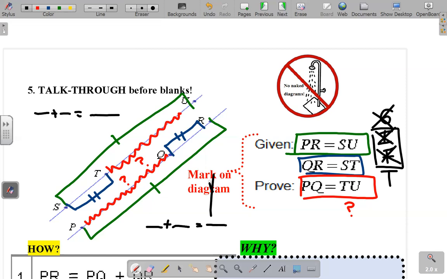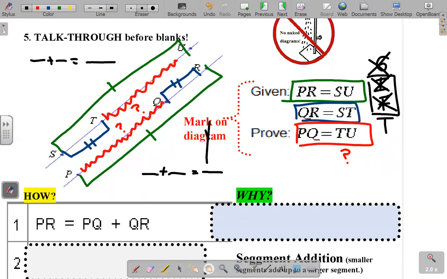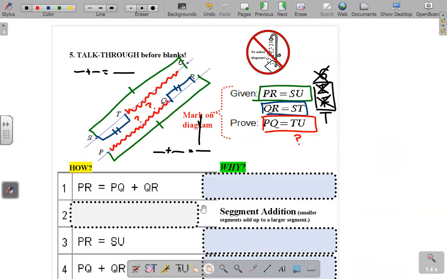Step number one, let me grab the little hand here and shrink it back. Step number one, I'd like you to put your pen, PR, ready? Bunny hop it, say PR is equal to PQ, bunny hop, plus QR. What do we call that? Ta-da, segment addition. That was hard. Great. You see step two? It's also what? Segment addition.